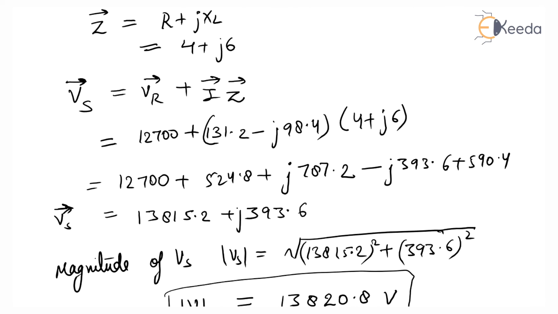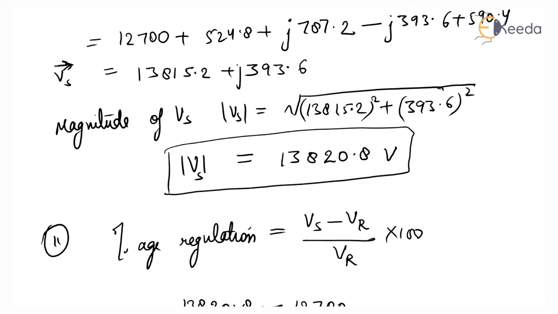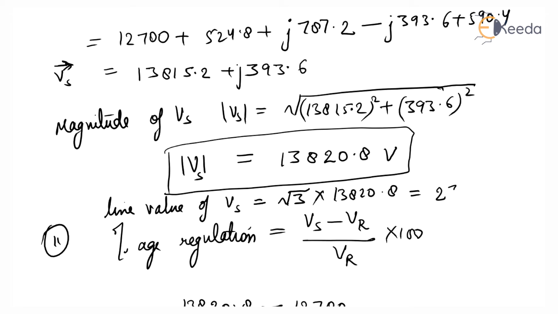So we get Vs is equals to 13820.8. And if you need to find out the line value of Vs, this is equals to root 3 into 13820.8. So this is equals to 23938 volt, and in kilovolt, divided by 1000, so 23.938 kilovolt.